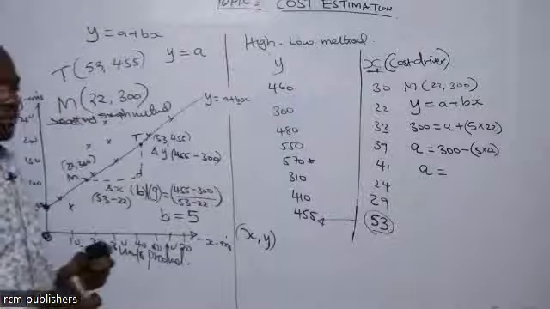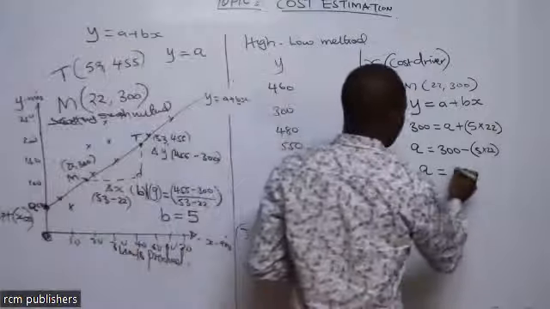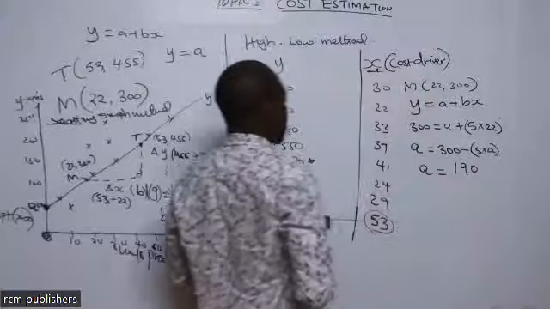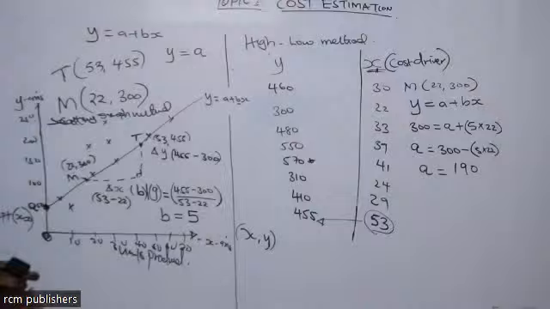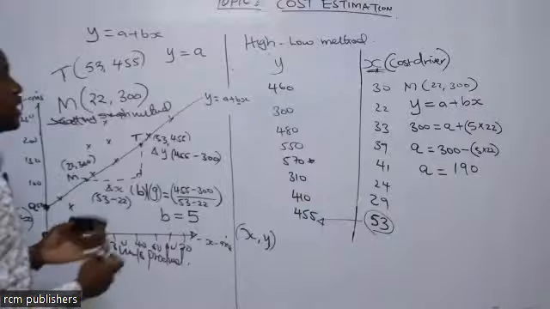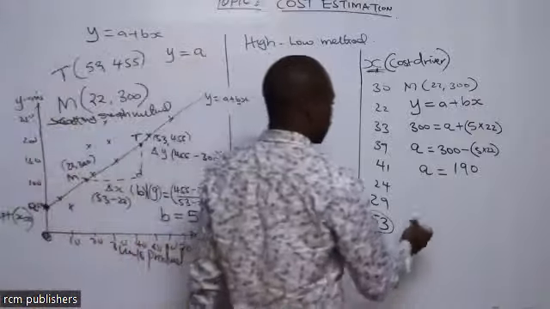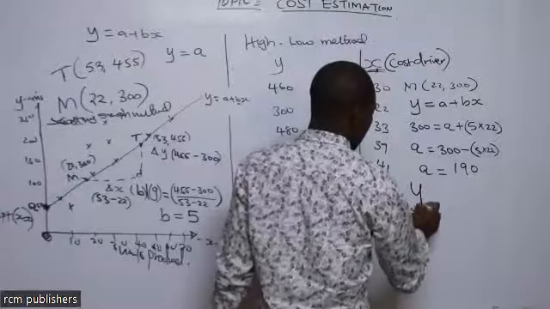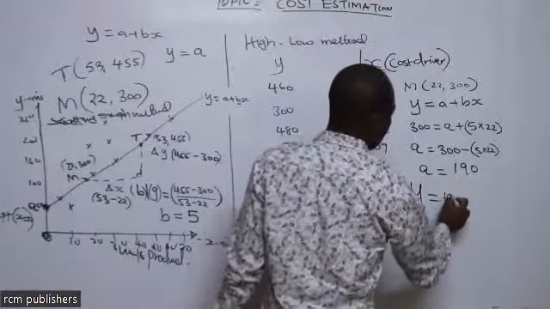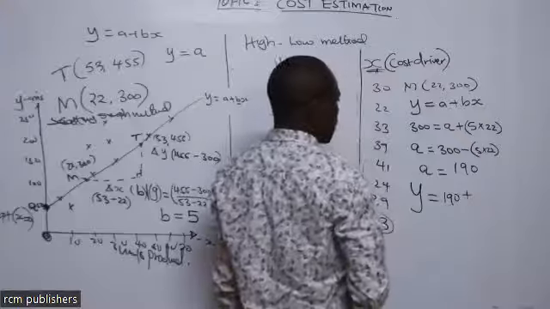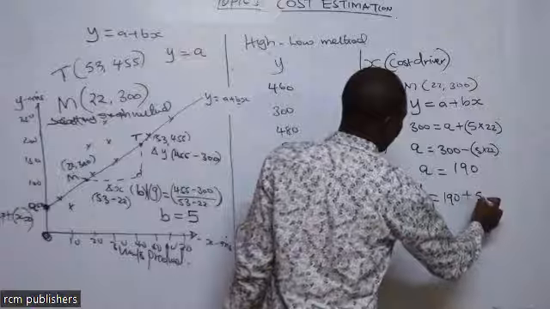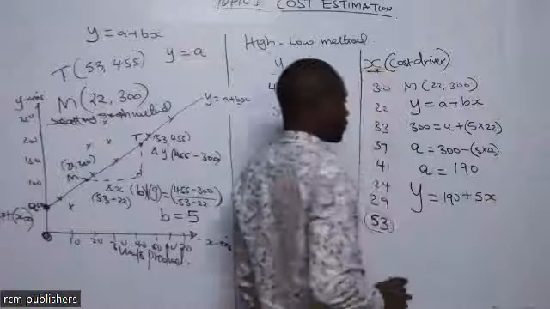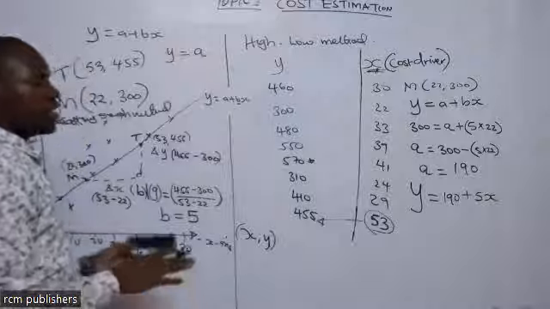What are we getting? I'm being told that it is 100 and it is 190. So once we get the value of a and b, it means we can now get our function. Our cost function y is equal to a, which is 190, plus bx. So what is b? It is 5x. We've created our cost function.